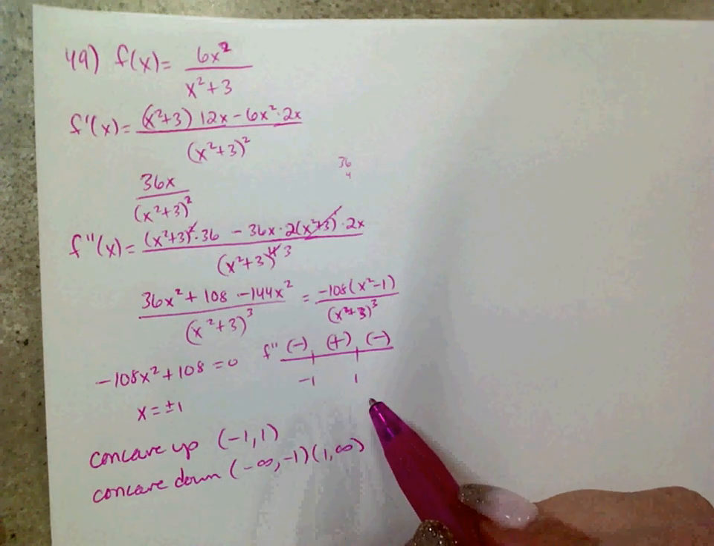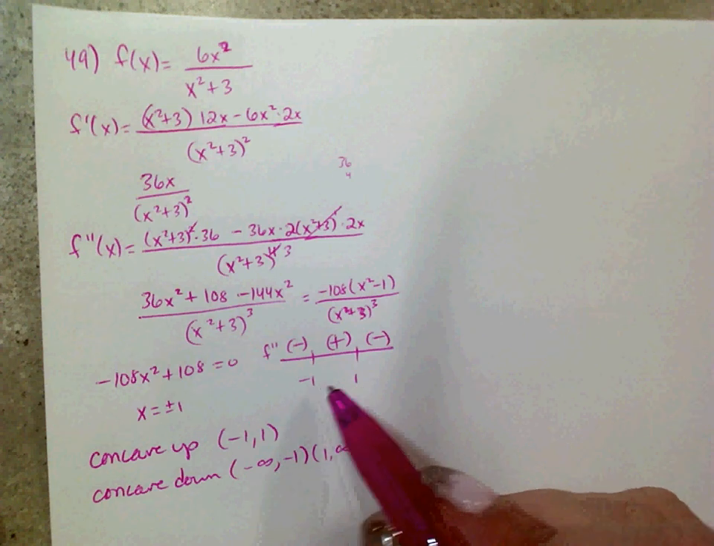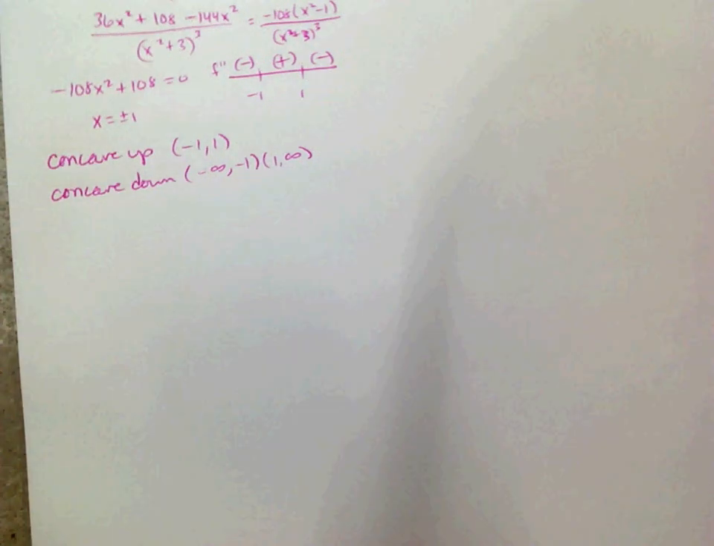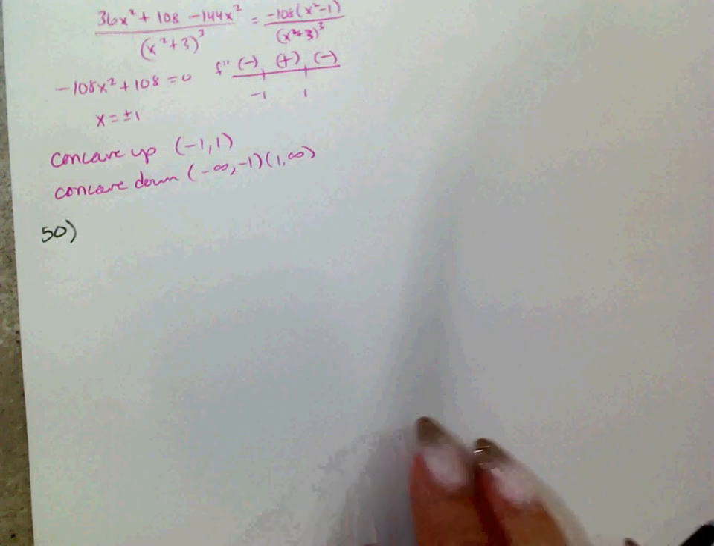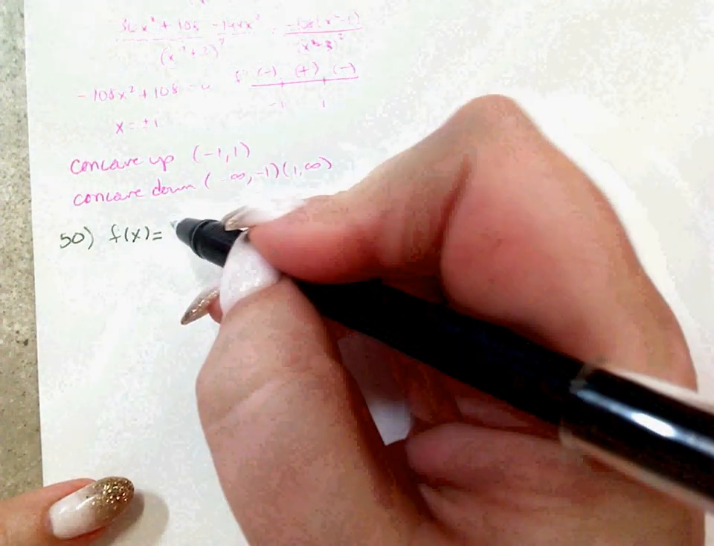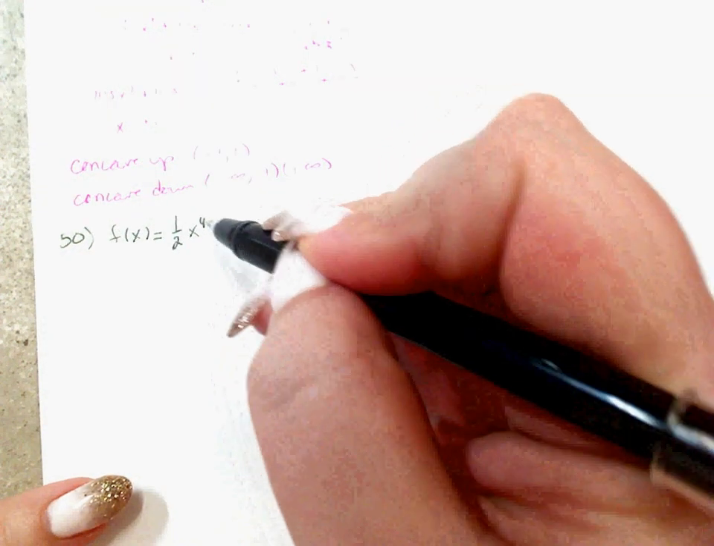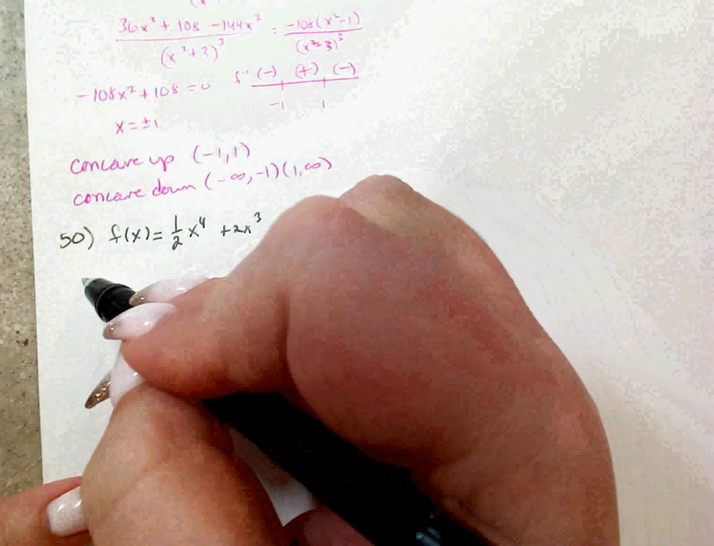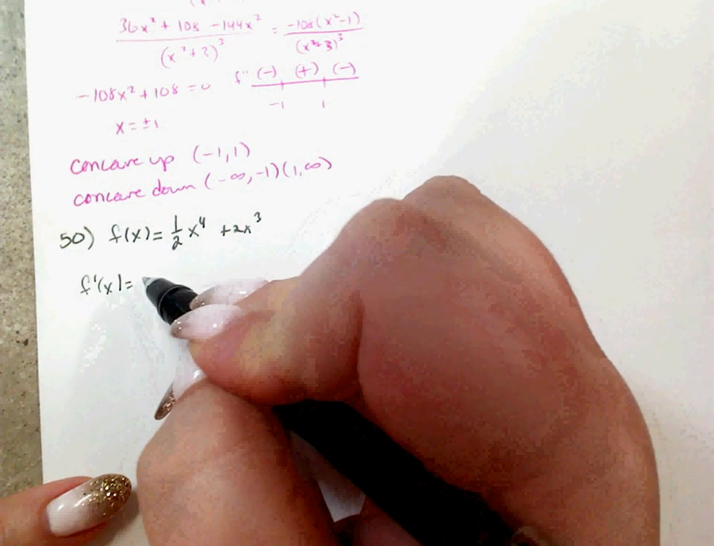50. So 50 is find the points of inflection on the graph. F of x equals one half x to the fourth plus 2x cubed. We need to find the first derivative and then the second derivative. So f prime equals 2x cubed plus 6x squared. F double prime equals 6x squared plus 12x.